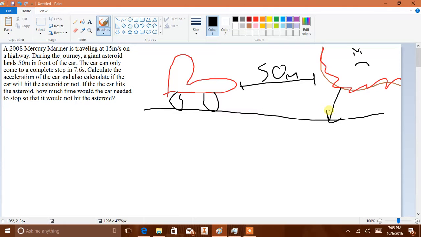So it says calculate the acceleration of the car and also calculate if the car will hit the asteroid or not. If the car hits the asteroid, how much time would the car have needed to stop so that it would not hit the asteroid?